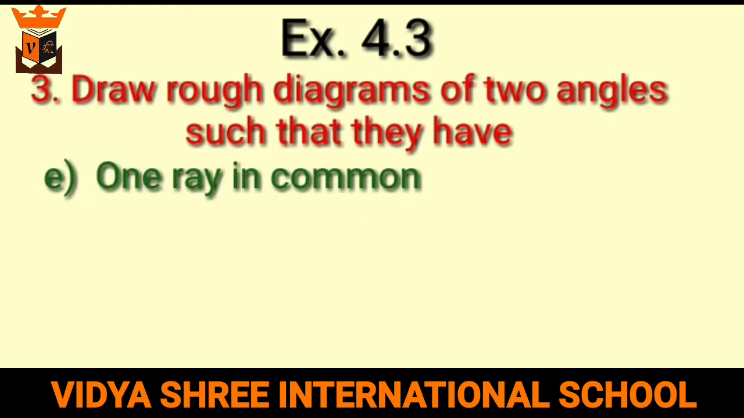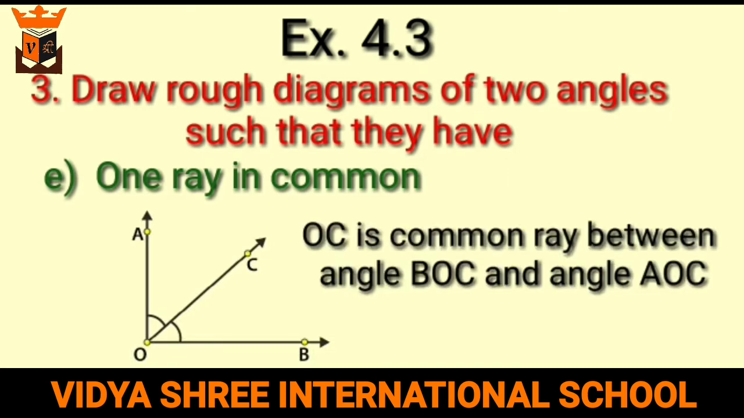E part is one ray in common. So we have a diagram where OC is the common ray between the angle BOC and angle AOC.